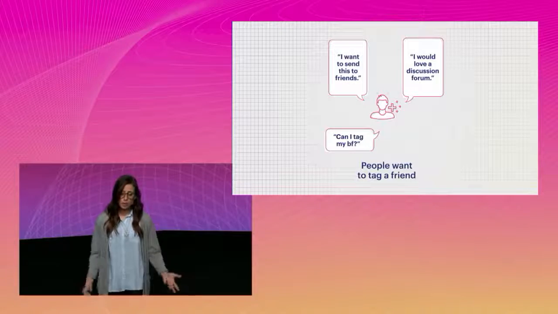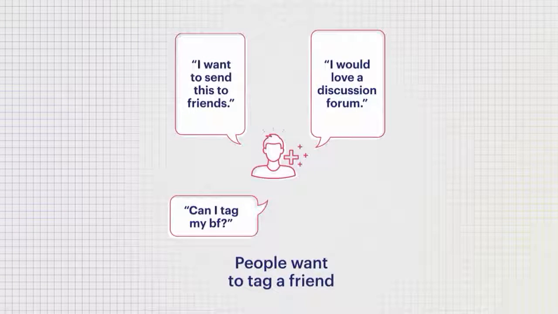Things like, I want to send a task to a friend, can I tag my boyfriend in it? And research like this is super helpful because it lets us set goals to know what success will look like further down the road. So for us, we can say, cool, we're going to add this friend tagging feature, and if more people are using that than just writing in a person's name, we're pretty successful.